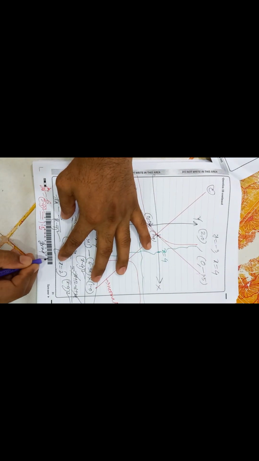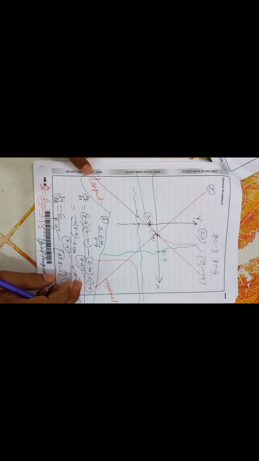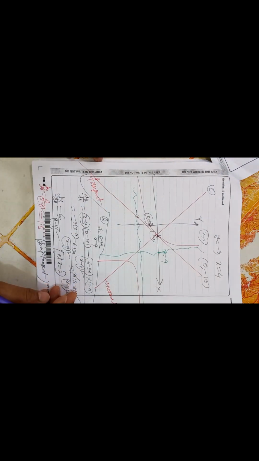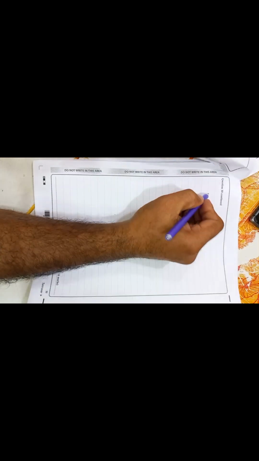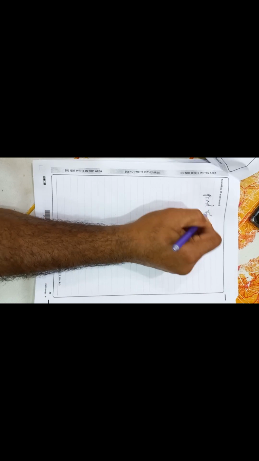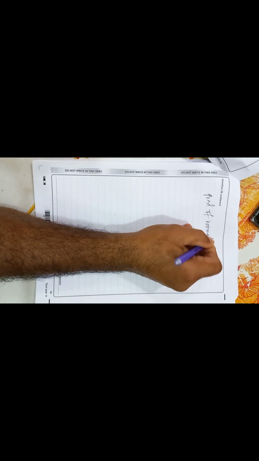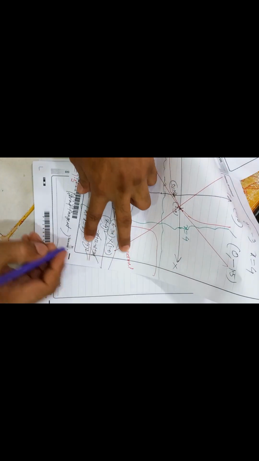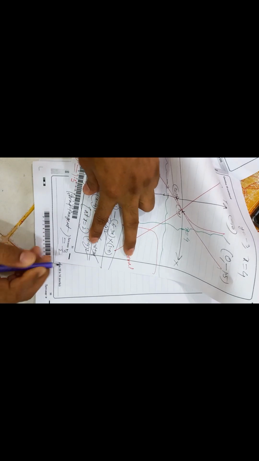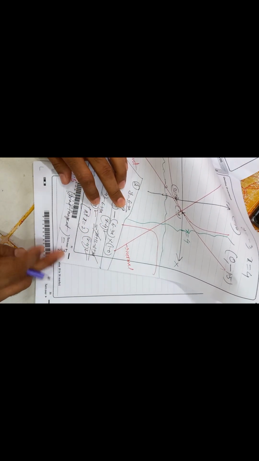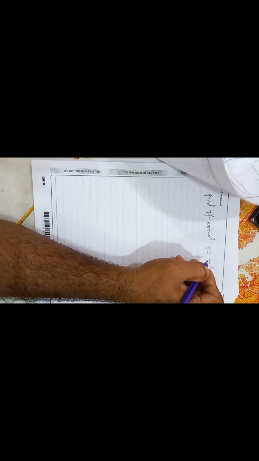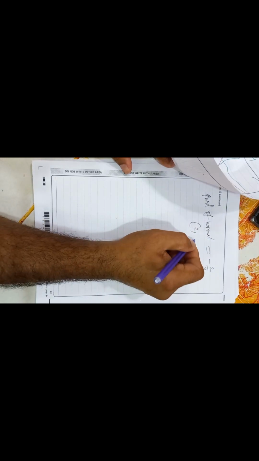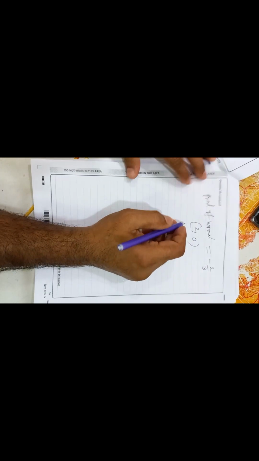Gradient of tangent. We need to find the gradient of the normal. So the gradient of normal is the reverse and inverse. What is the gradient of normal? It was 3 over 2. Reverse and inverse, that is 2 over 3 negative. It will be minus 2 over 3. The coordinate when x is 2, then y is 0. So find the equation of the normal.